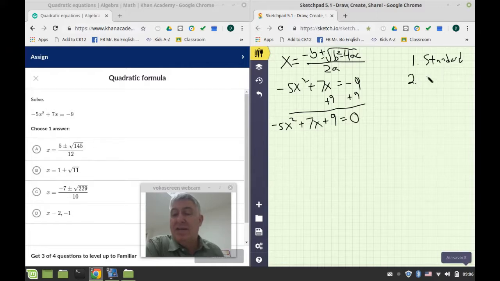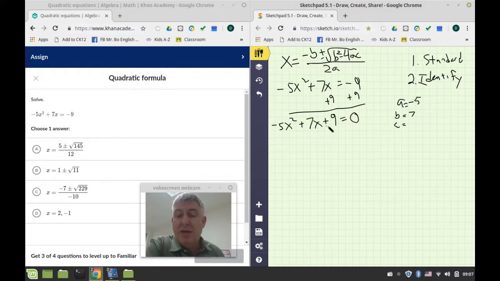And our second step is to identify A, B, and C. So let's see. A is equal to negative 5. And B is equal to 7. And C is equal to 9.